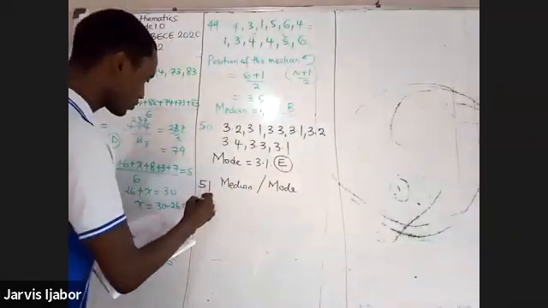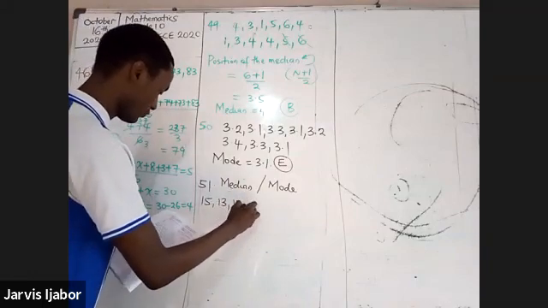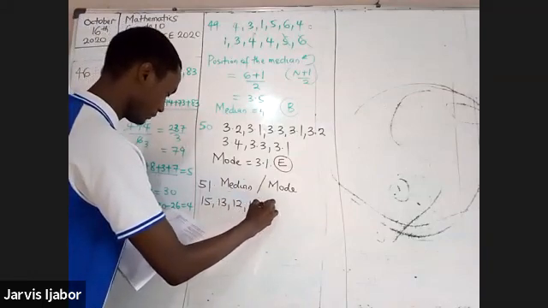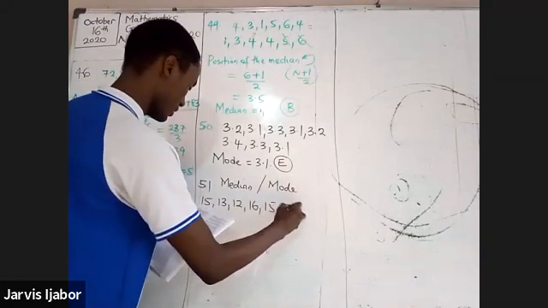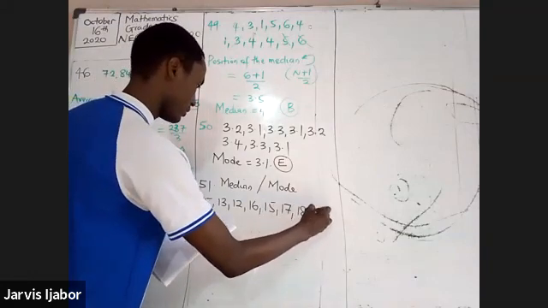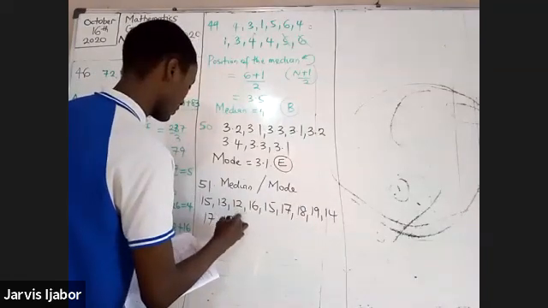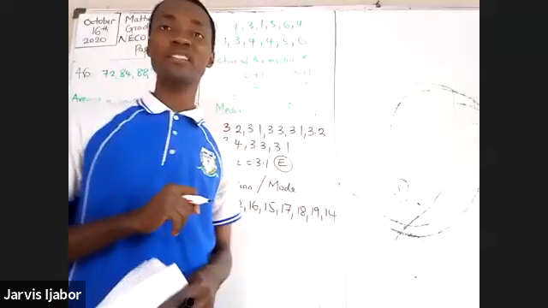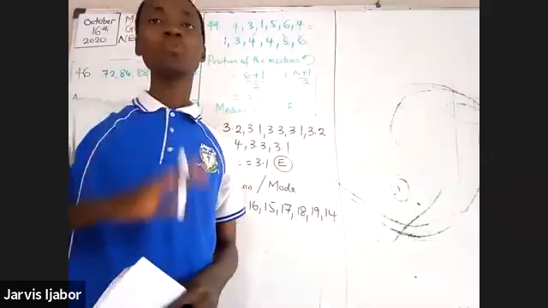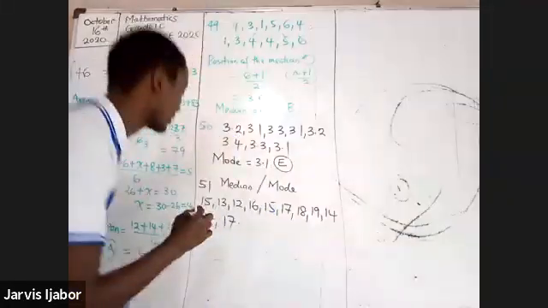The numbers given to us are 15, 13, 12, 16, 15, 17, 18, 19, 14, 17, 17. The first thing I would advise you to do in a question like this is to arrange them. Once you arrange them, it eases your work. Now let's look at that.